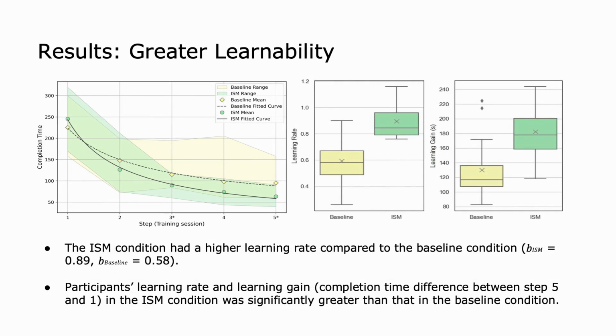Moreover, we computed the learning curves during the 5-step training session for both conditions and computed the learning rate based on the best fitting curve. The ISM condition had a higher learning rate compared to the baseline. Looking at individual participants' data, we found that participants in the ISM condition showed significantly greater learning rate and learning gain, which is measured by the completion time difference between the last and the first block.